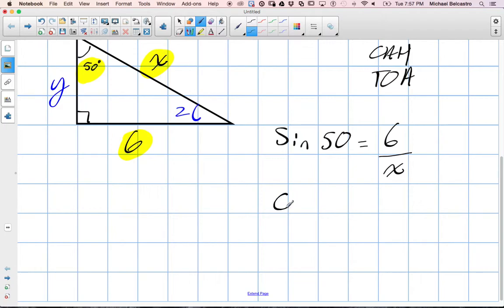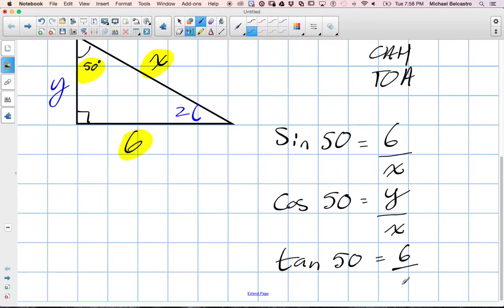Let's try next. Cosine 50 is equal to the adjacent, which is y, over the hypotenuse, which is x. No, we don't have enough information. You can only have one variable in an equation and still be able to solve it. And finally, tan. Tan 50 is opposite, which is 6, over adjacent, which is y. Okay, we can solve for y, but our goal was to solve for x. So it looks like sine is the formula we're going to use.